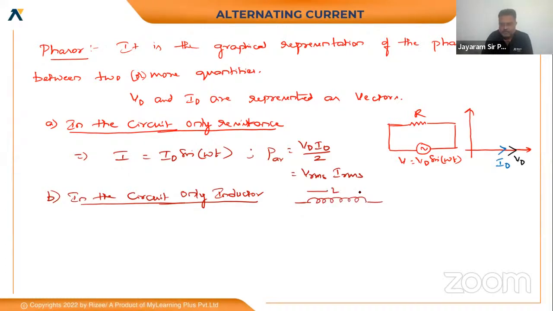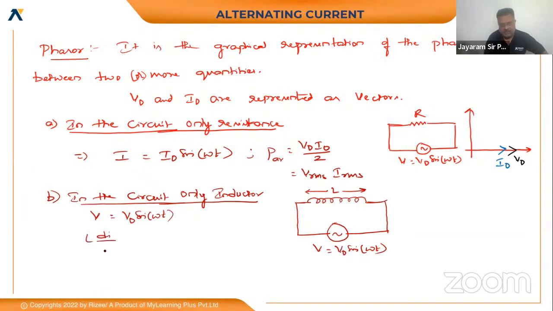This is your L, and it is being connected to an AC source, where the input that we are giving is V is equal to V naught sine of omega t. Okay. So then how is it going to behave? Since the input voltage is V equal to V naught sine of omega t, it can be written as the induced EMF: L into dI by dt is equal to V naught sine of omega t.